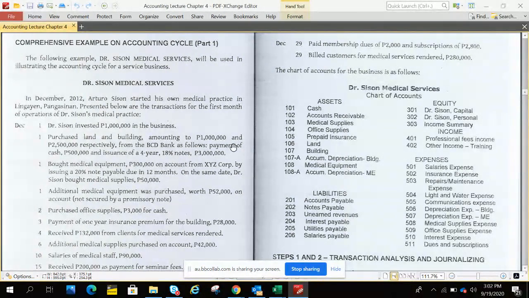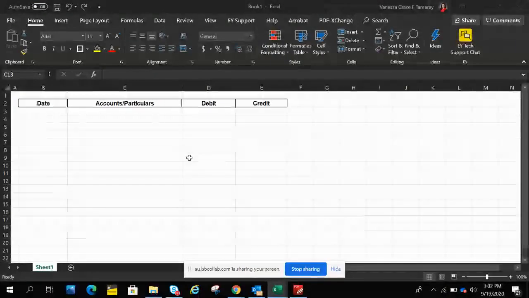So here, our goal or objective is that we have to prepare journal entries for each transaction using the chart of accounts given in the book. After that, we will post these transactions or journal entries in the general ledger, and after that, we will prepare trial balance. Okay, so let's do the journalizing. First, December 1, Dr. Season invested 1 million in the business. So what would be our entry?